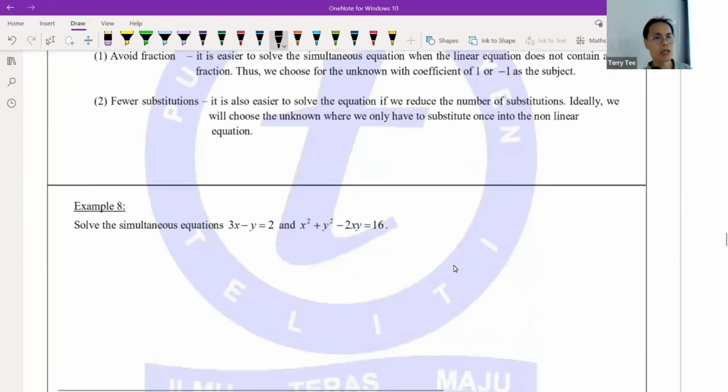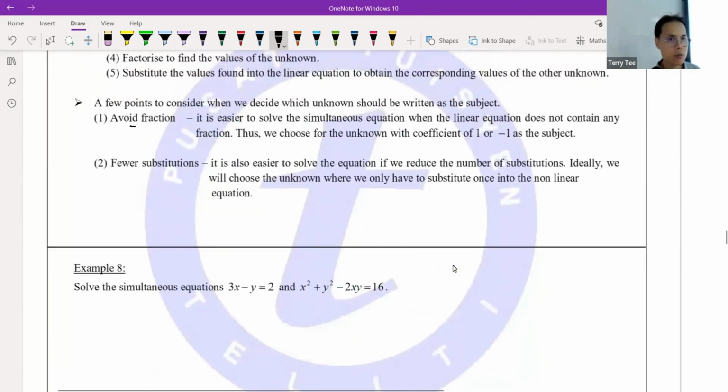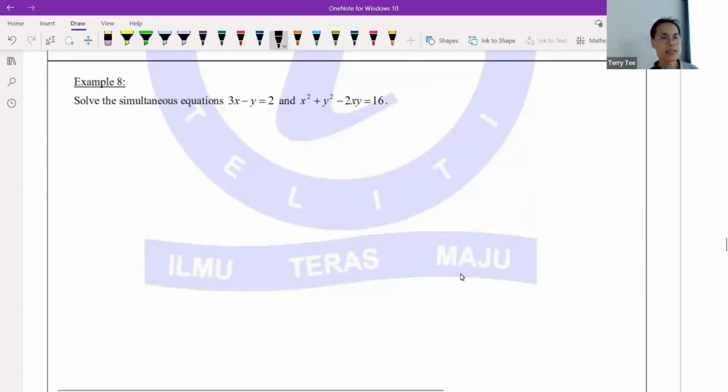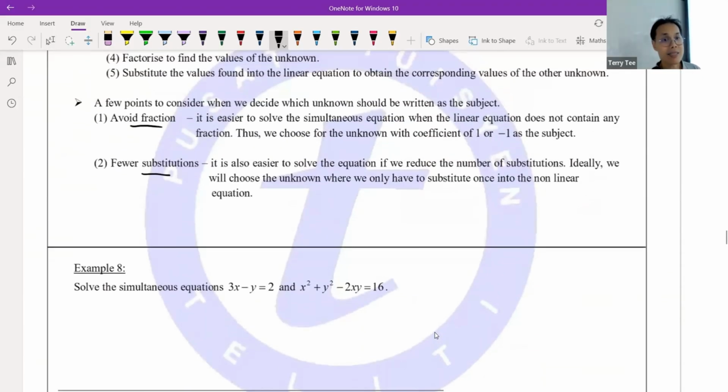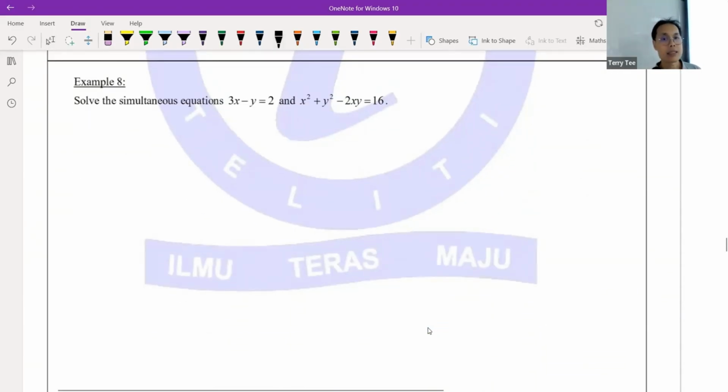A few things to take note. When it comes to rearranging the equation, we want to avoid fractions and we want to have fewer substitutions. When I say avoid fractions, for example, look at example number 8. If I make x the subject, I would have y plus 2 over 3, so I wouldn't avoid the fraction. It's more difficult when I substitute inside, imagine I have to square it. So avoiding fractions means choose the one that has no fraction. In this case, we make y the subject.